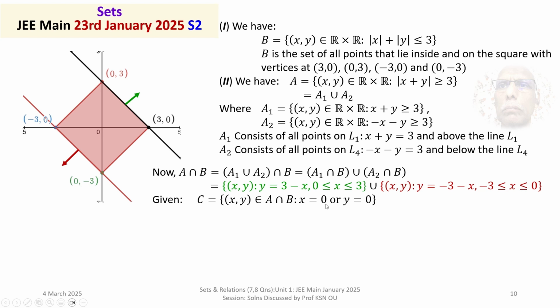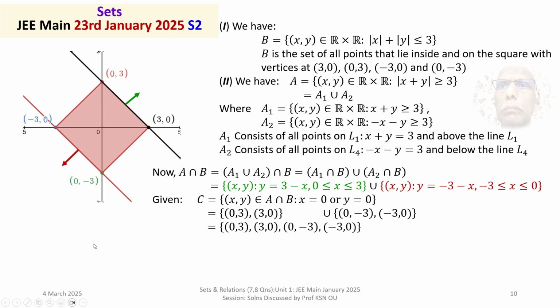So, now C is given as the set of all those ordered pairs x, y belonging to A intersection B, such that x is equal to 0 or y is equal to 0. So, on this line segment, you have to consider those ordered pairs for which either x is 0 or y is 0. What are those ordered pairs? 0, 3 or 3, 0. And on the other segment, those ordered pairs for which x is 0 or y is equal to 0 are minus 3, 0 and 0, minus 3. So, C consists of only these 4 points.